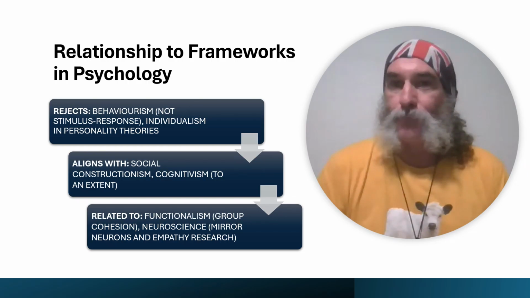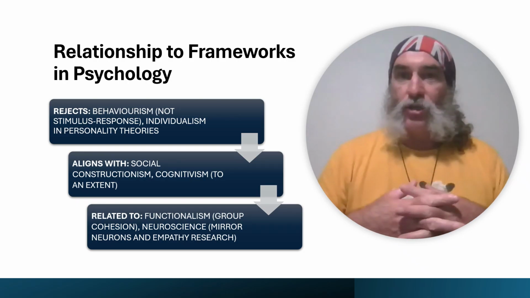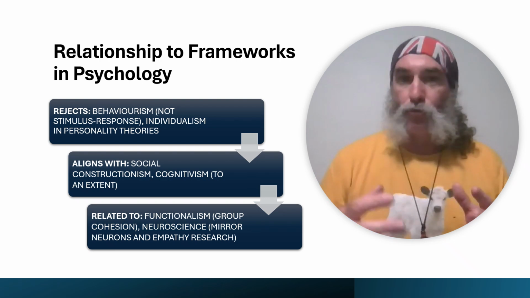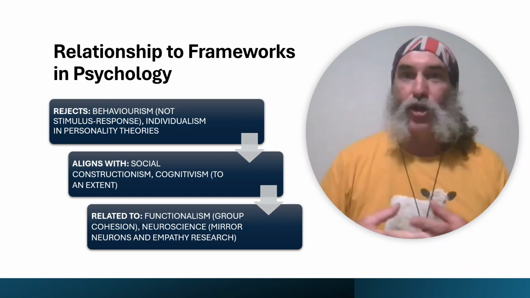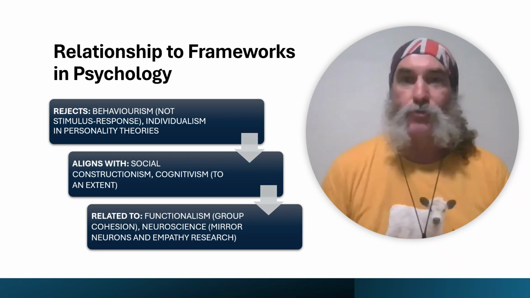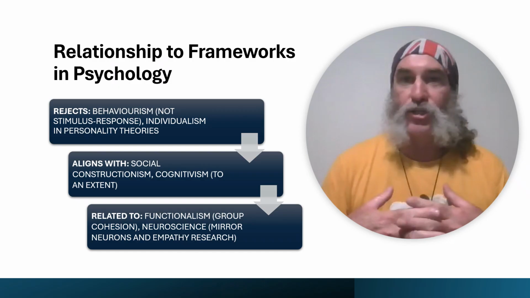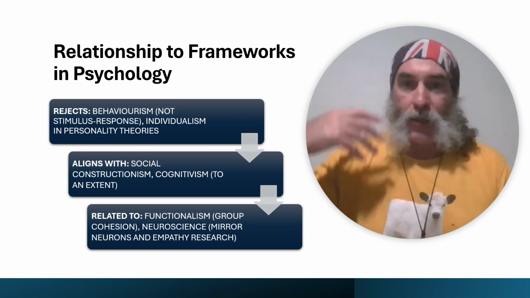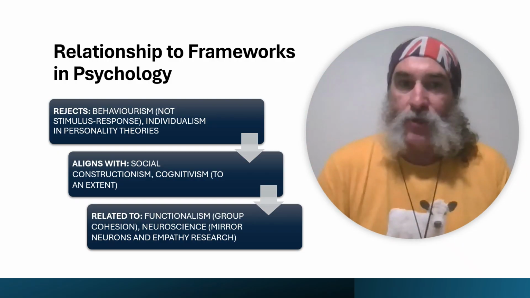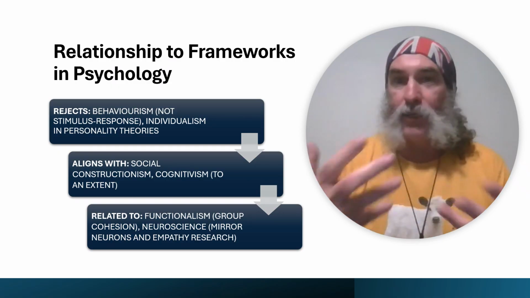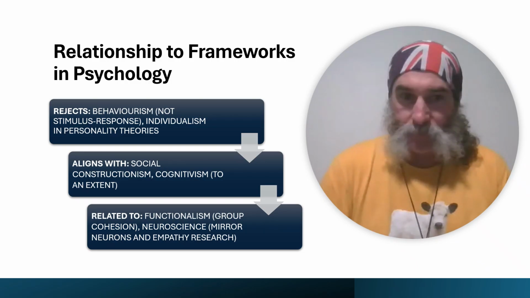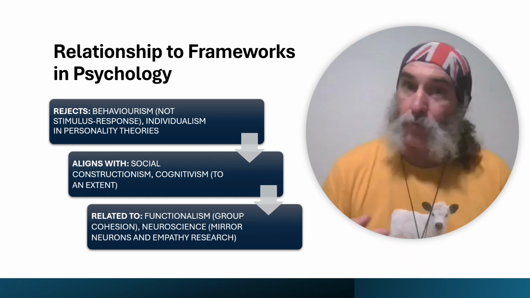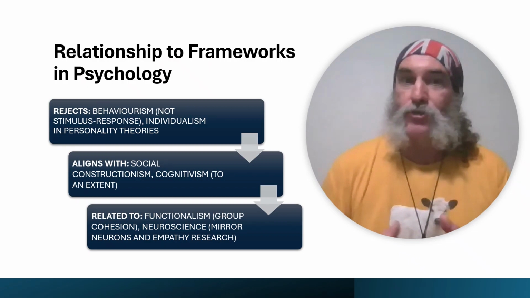When people experience positive emotions, it can be linked to many aspects of life, but a social connection to people in a group environment creates positive emotions, which have neurological effects occurring inside your brain, because as humans we are very social creatures, and social connection has a big part to play in the balance of positive emotions. So cognitivism is a key part of aligning with social identity theory. It's also related to functionalism, which is group cohesion, neuroscience, and it mirrors neurons and empathy research.